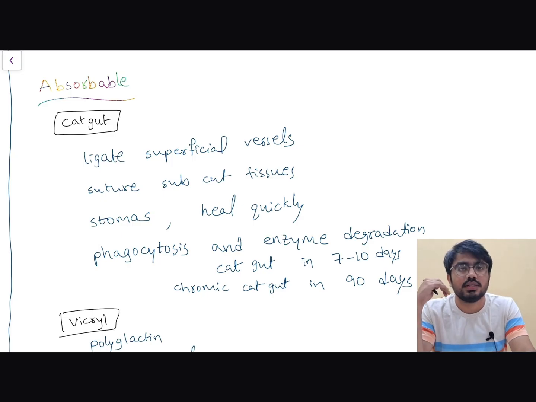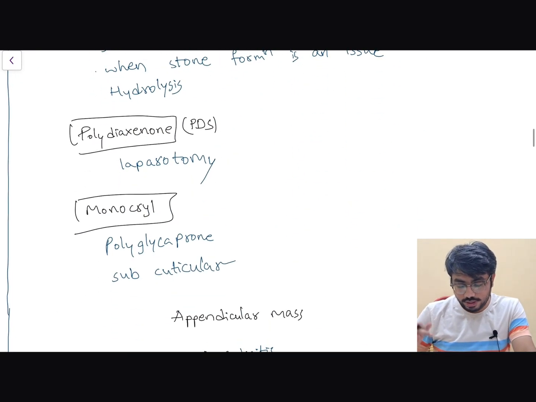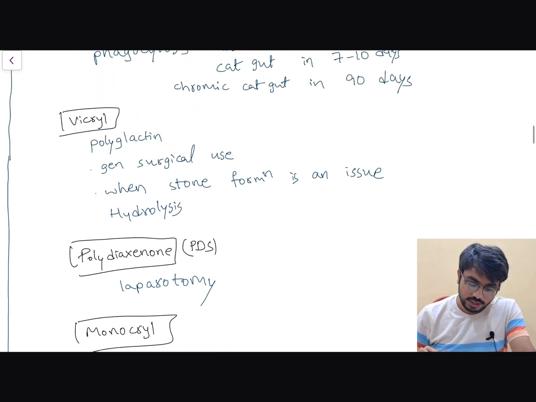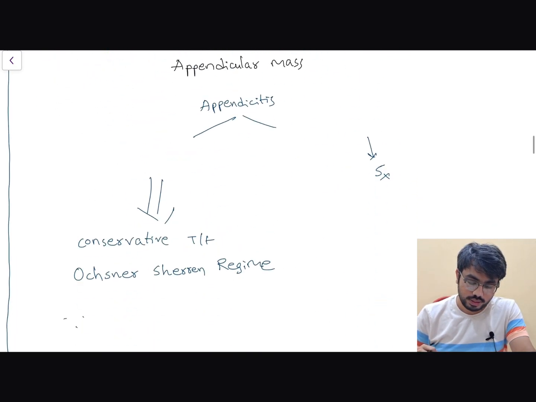Now coming to the last one, Monocryl. Where do I have to use Monocryl? Tell me where I have to use Monocryl. Even I have also forgotten. Sorry. Subcuticular suture. I have to use Monocryl, right? Anything we have missed? Okay, Vicryl, the mechanism is hydrolysis. Okay, we have covered everything.